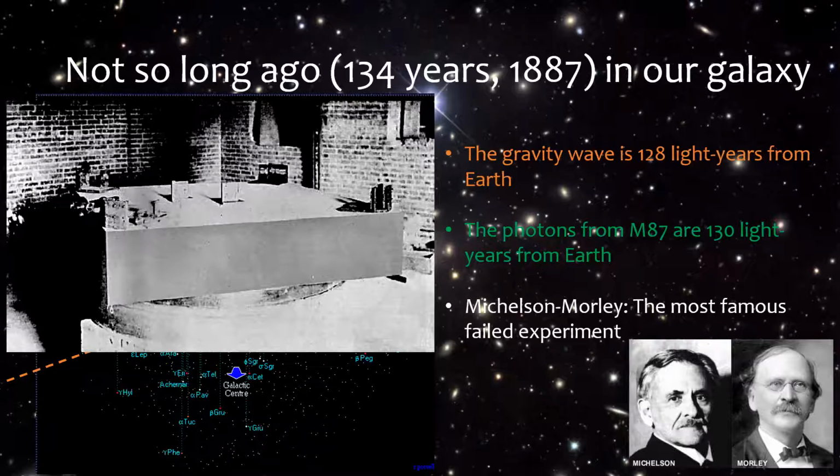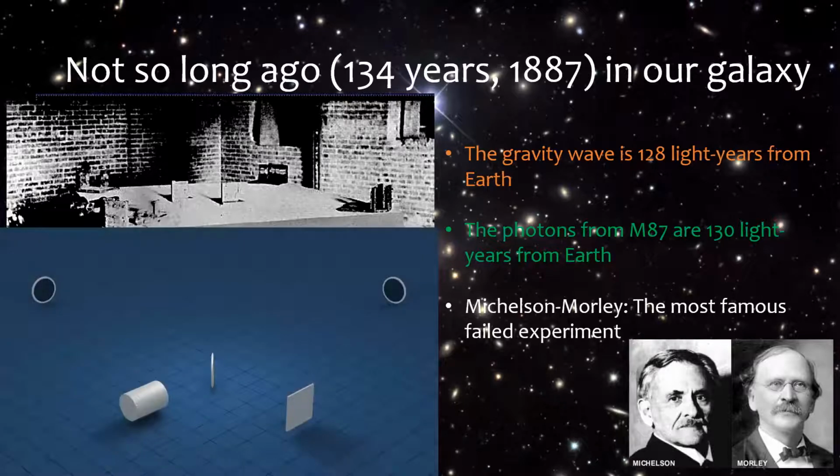Here's the apparatus that they used, called a Michelson Interferometer. It relies on light bouncing off mirrors to measure precisely the distance between mirrors. Here's how it works.